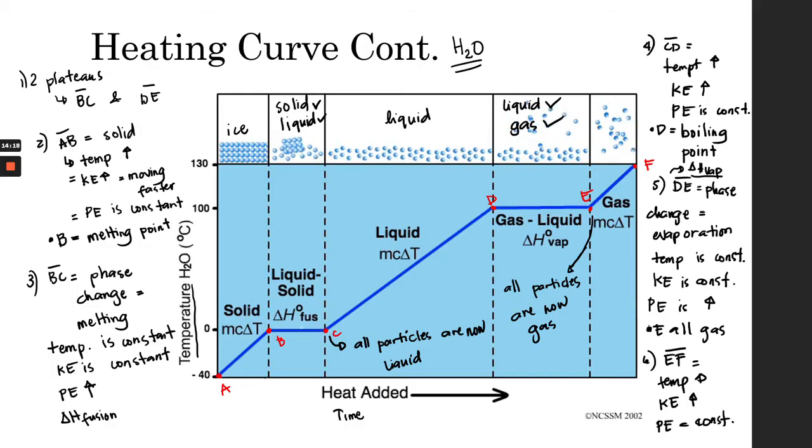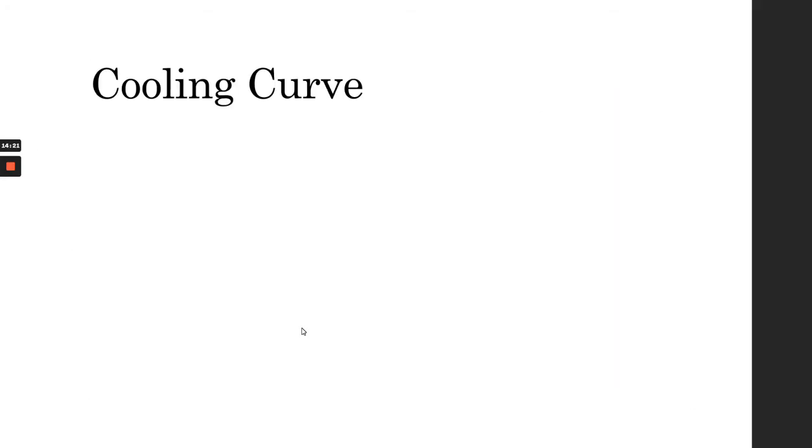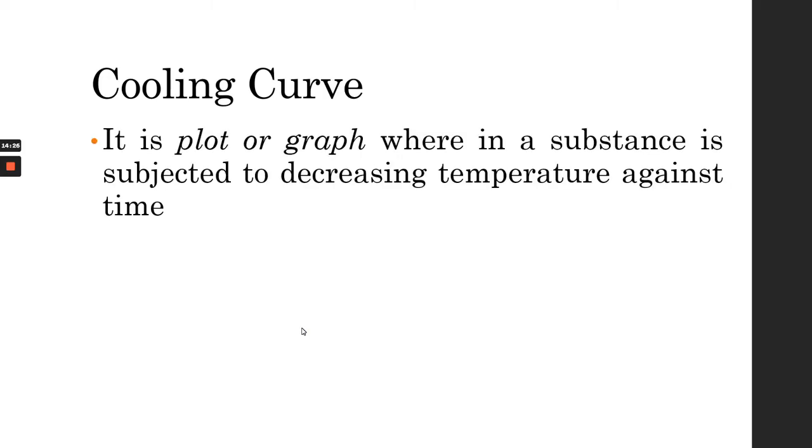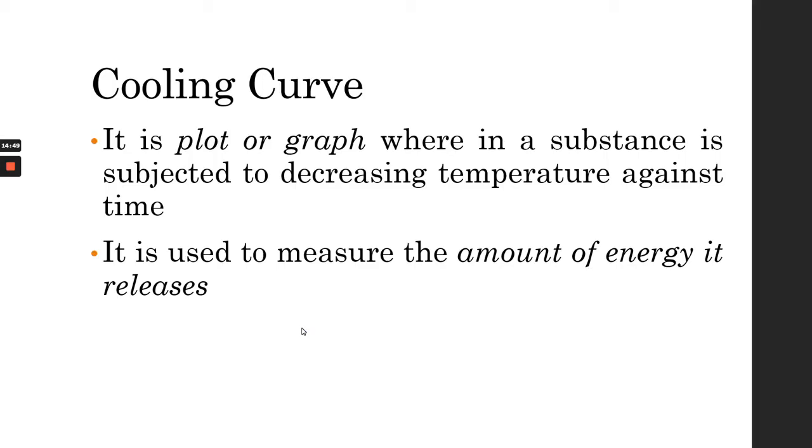Okay, so how is this different from a cooling curve? A cooling curve is also a plot or graph wherein a substance is subjected to decreasing temperature against time. So in this scenario, instead of increasing, the temperature is decreasing. That's why it's cooling. What is also happening is that the heat or the energy is being released instead of being absorbed in a cooling curve.